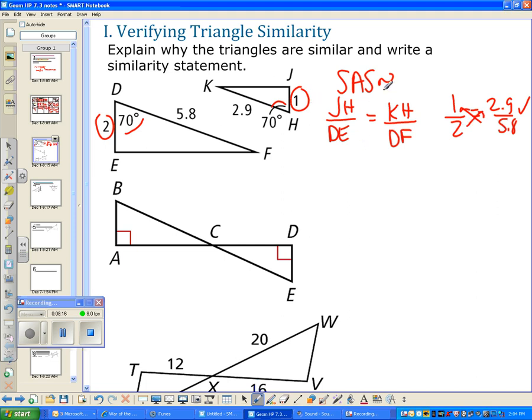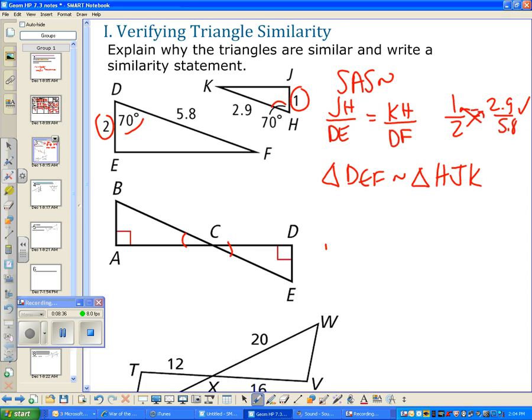So we know that those triangles are similar by SAS similarity, and then you would just have to say triangle DEF is similar to HJK. So that's what I'm looking for here. Very similar to what we've done before. You just have to remember again, look out for vertical angles.